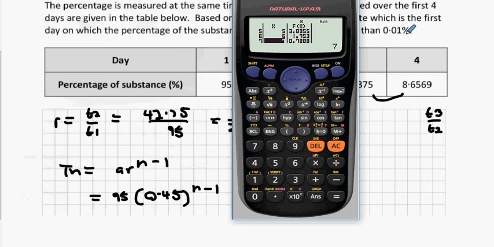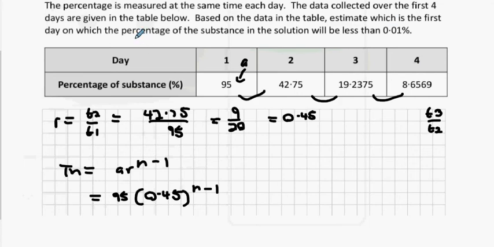Now, looking for something less than 0.01. Now let's go a bit higher than that. Start at 1 and end at 20. Go down. There we are. Day 13 is what we're looking at here, I reckon. So the 12th or 13th day. So the substance in solution is less than 0.01 somewhere between day 12 and 13.